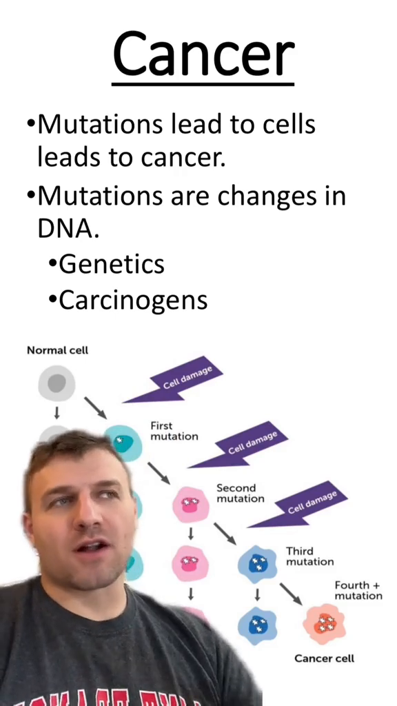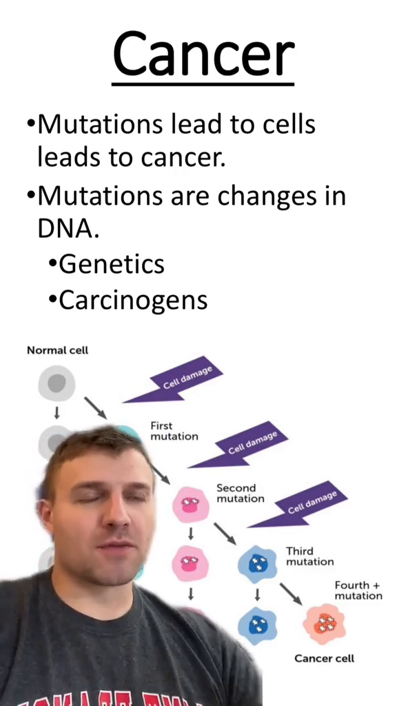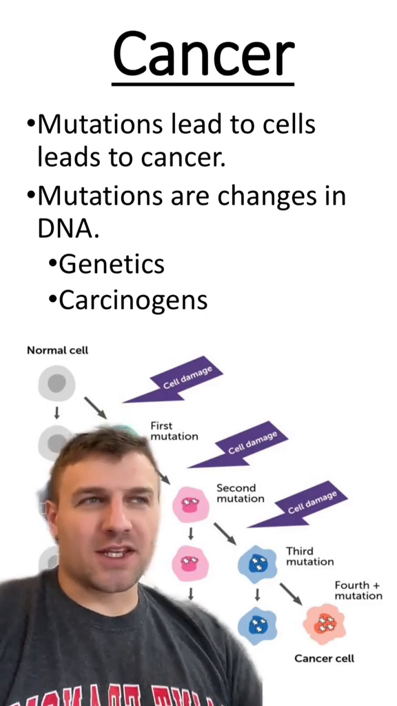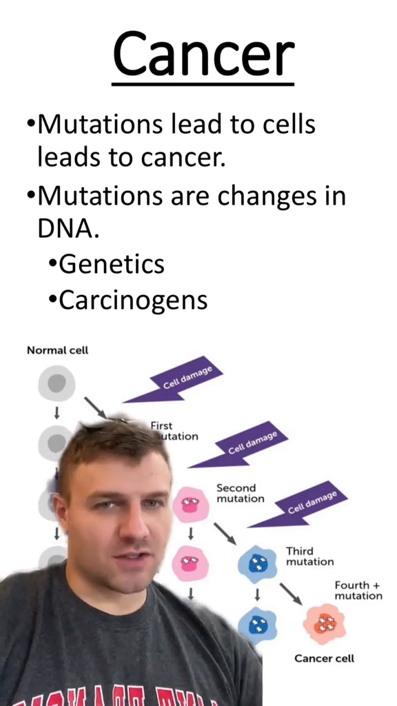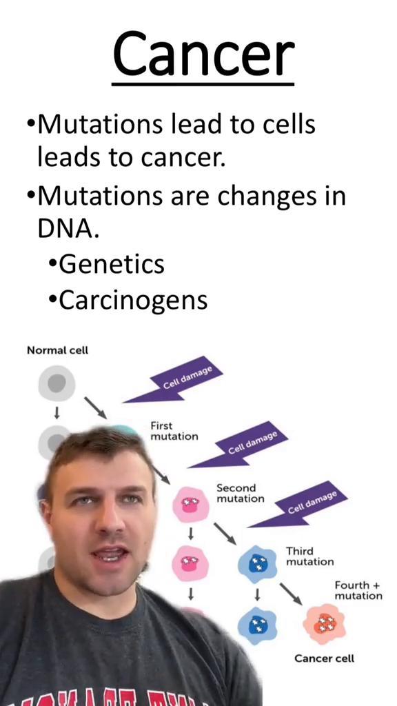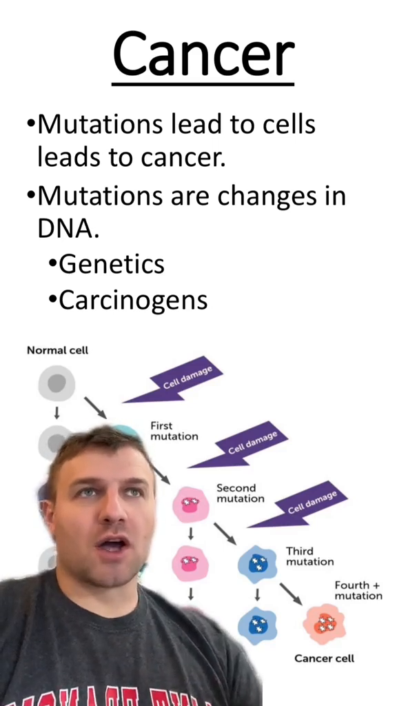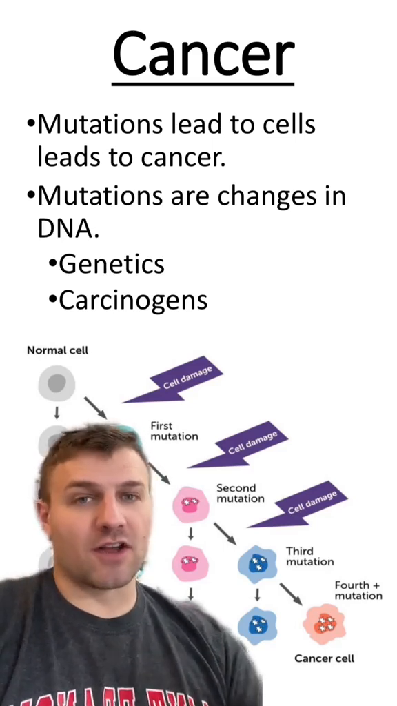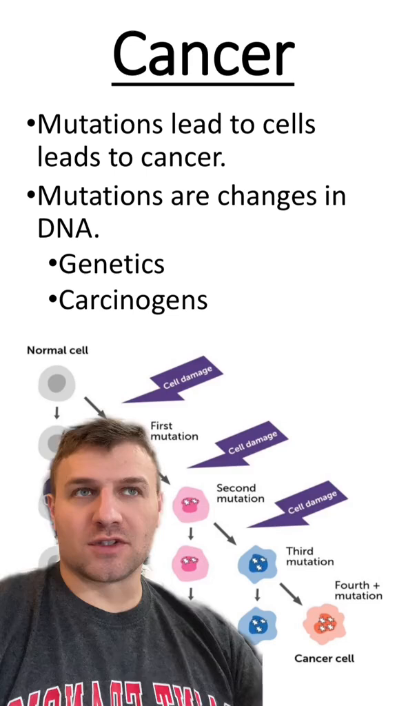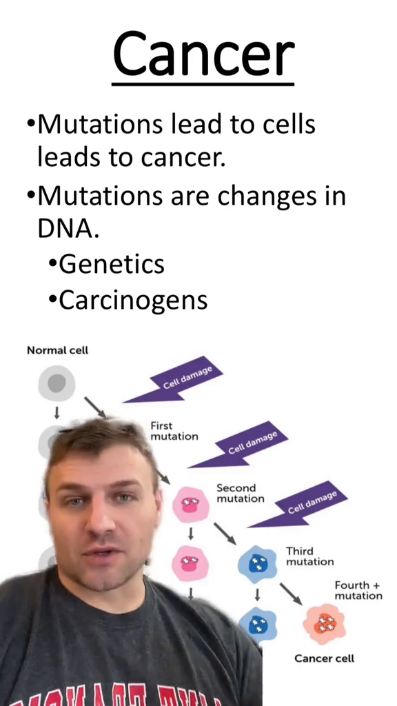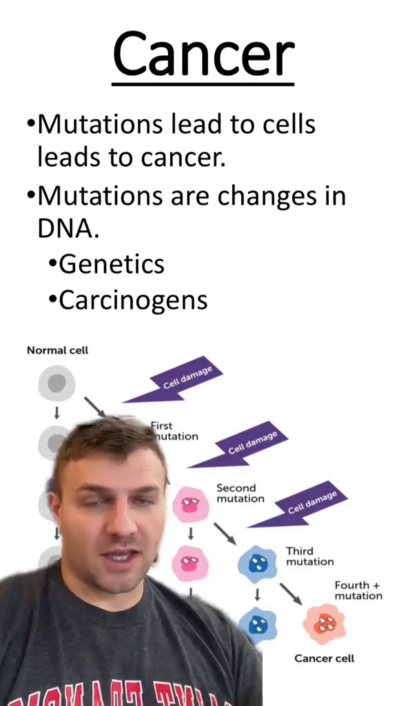Now, like I said before, there are many different types of cancers, but there are also many different causes of cancer. We can generally group these causes of cancer into your genetics and carcinogens. Within genetics, you can inherit certain mutations which will cause you to have an increased risk of developing cancer, while with carcinogens, you can expose yourself to different things that will again increase your chances of developing cancer.